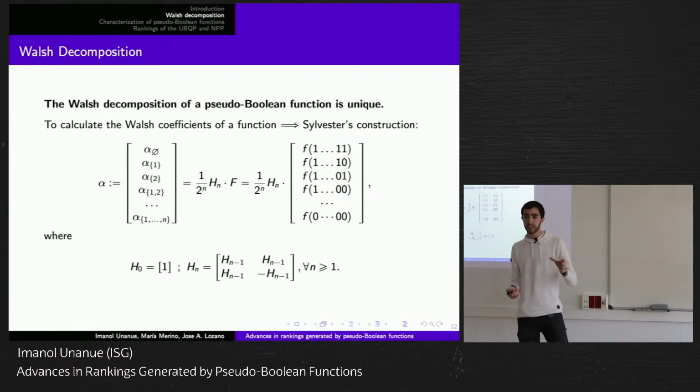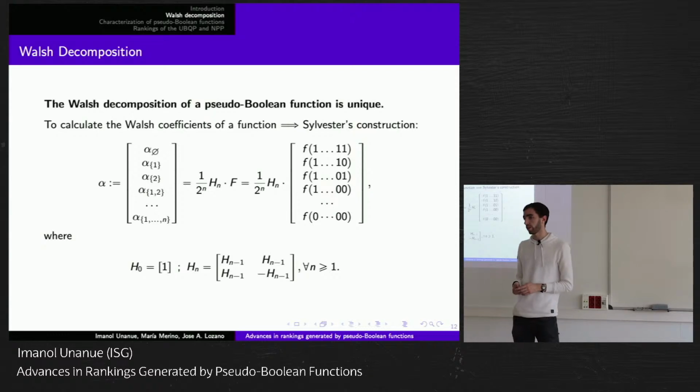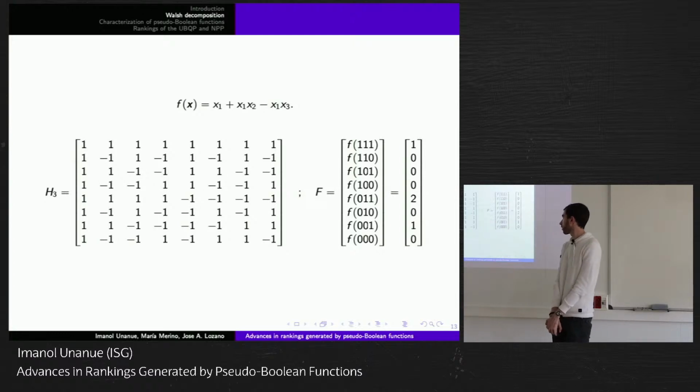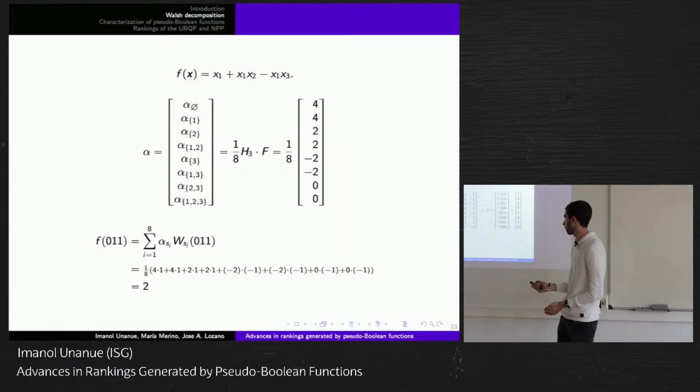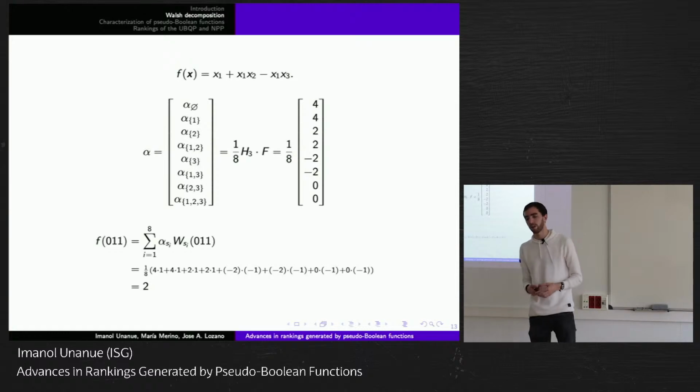We have a matrix H, which is called the Hadamard matrix, which implicitly contains the information of the Walsh functions, the +1s and -1s. And then we have the matrix of the fitness function values. Let's see a brief example. We have, for example, the following pseudo-Boolean function. Because it's of order 3, we calculate the Hadamard matrix of order 3, which is H sub 3. And then we also calculate all the fitness function values, which are in the matrix F. Considering these two matrices, we can calculate the Walsh coefficients.